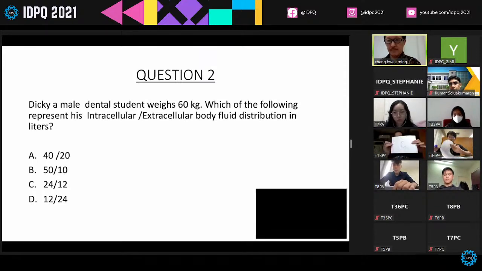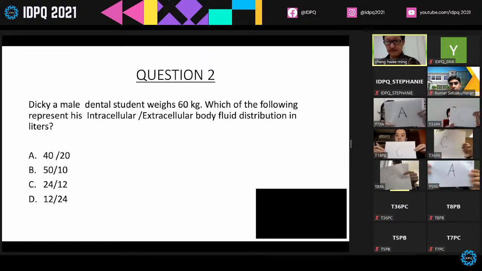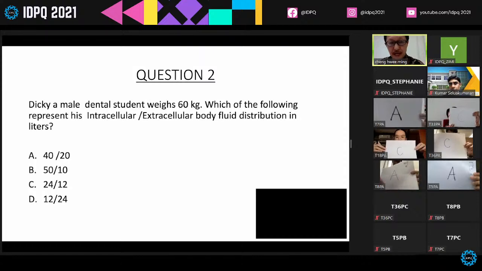Okay, your time is up. The answer: 60% of your body weight would be 36 liters, and so more is inside the cell. So the answer is actually 24, 12. The answer we want is C. Please keep your answer up.